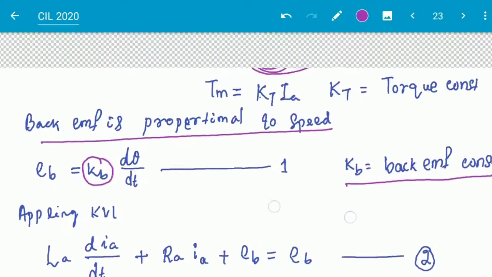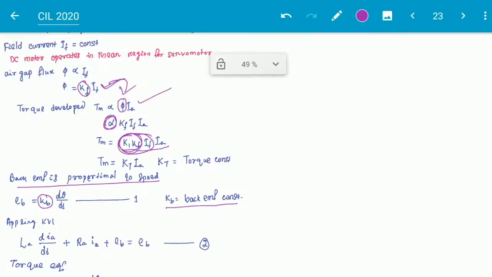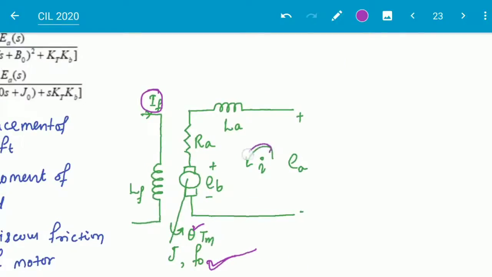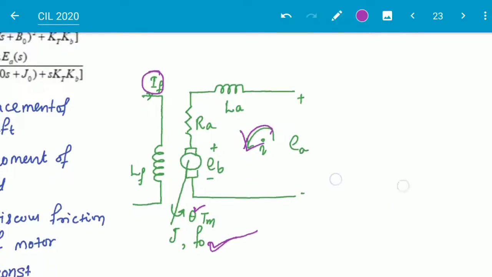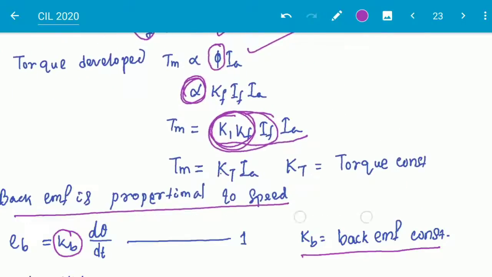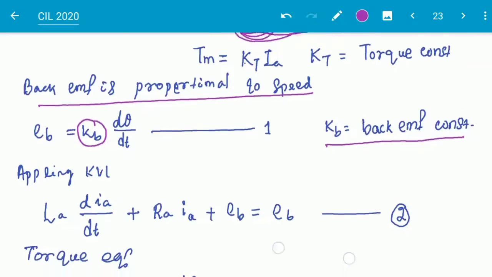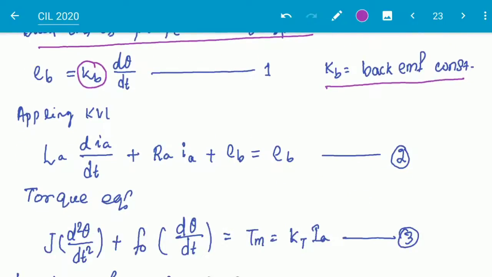Applying KVL here, this is the figure. If we apply KVL in this way, we get Ea equals La dia by dt plus Ra Ia plus Eb.